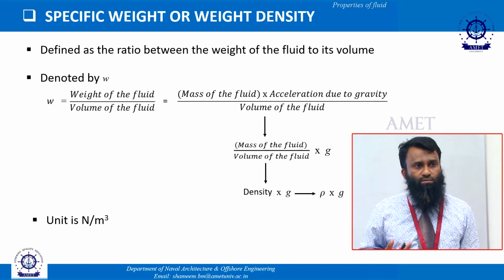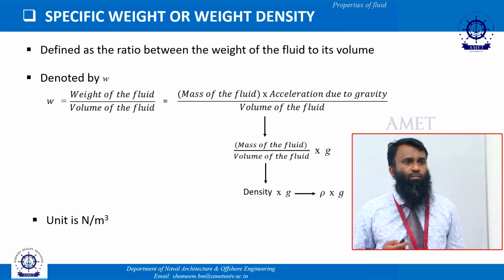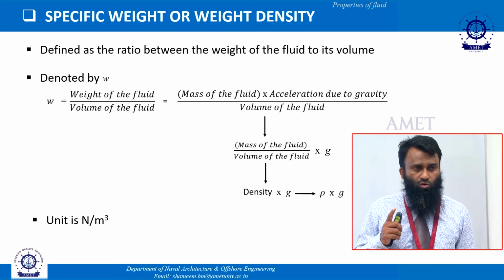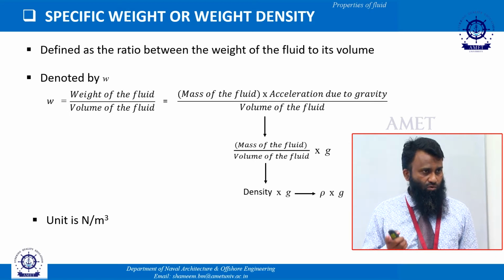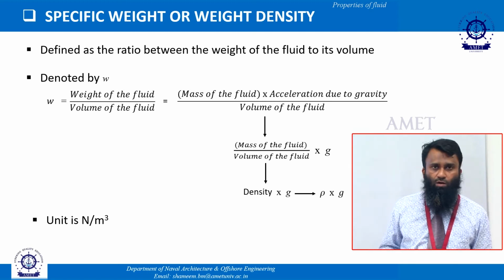Now, what is the unit? The unit is nothing but Newton per meter cube. Previously it was ton per meter cube or kg per meter cube. When it comes to weight density, the difference is that mass into acceleration is basically Newton. So, I will get Newton per meter cube.